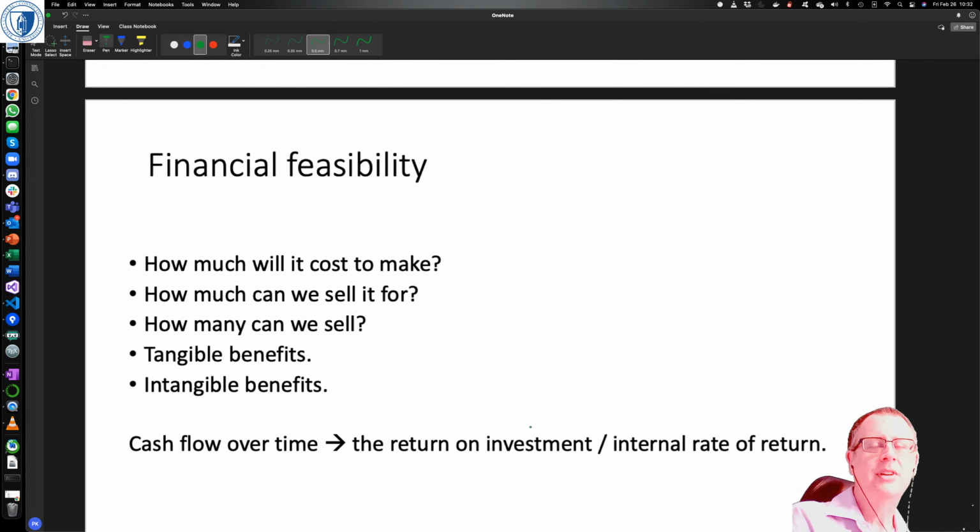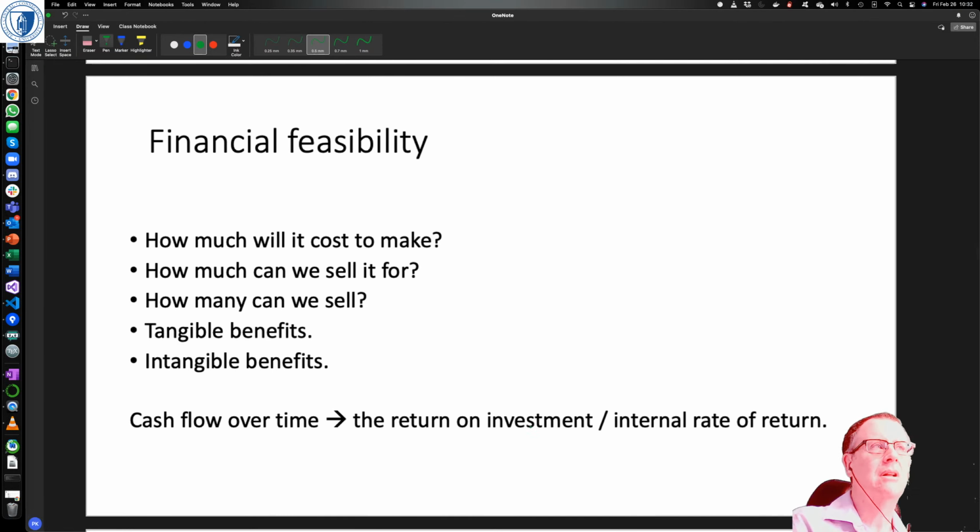So financial feasibility, and I'll get you to do this at a really high level for each of them once you get to the teams, but I'll need to go into it in a bit more detail. We'll do that later in the semester. But things you need to think about is how much will it cost to make, and we're not going to be selling it, but you might want to think about what's it going to sell for. How many? What's the market size? How many can we sell?